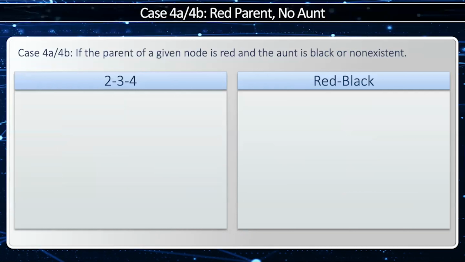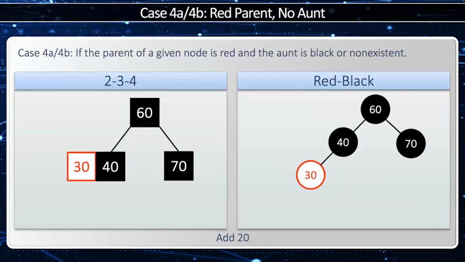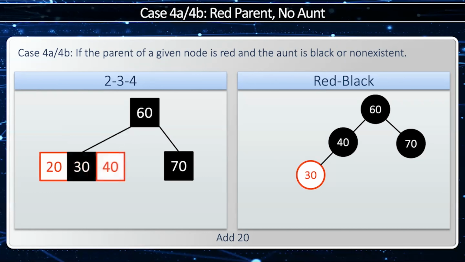All right, now we're going to get a little more complicated case. Case 4a and 4b, if the parent of a given node is red and the aunt is black or non-existent. So I'm going to start with this tree here, and I'd like to add 20. Now 20 is to the left of 60 in the 2-3-4 tree, so I go to the 30, 40 node, and it's going to go to the left of 30. So I'm going to add the 20 onto there. But now the thing is the 30 must be black, so I'm going to recolor 30 as black, and I'm going to recolor 40 as red. And now I'm good to go.